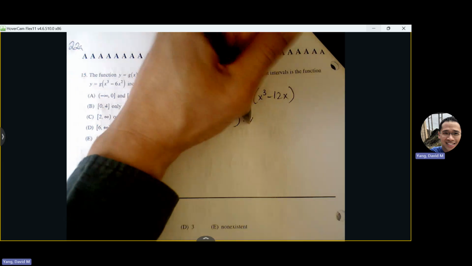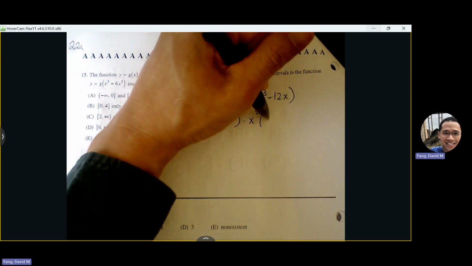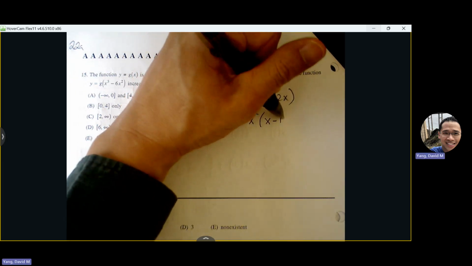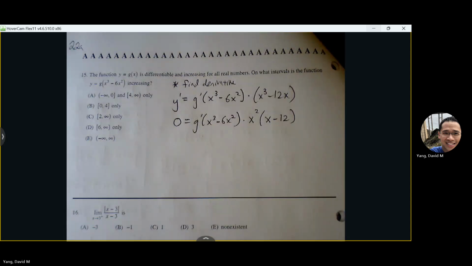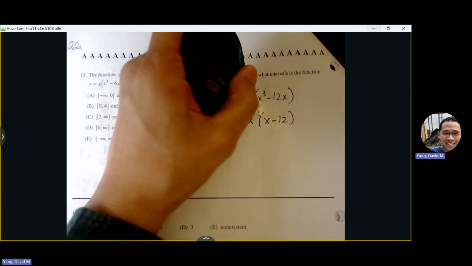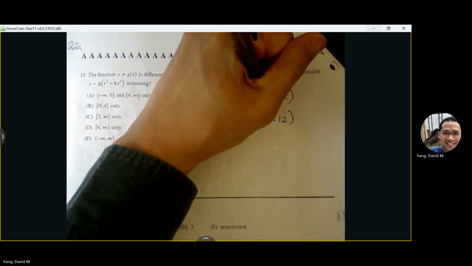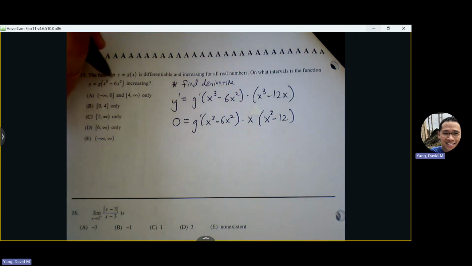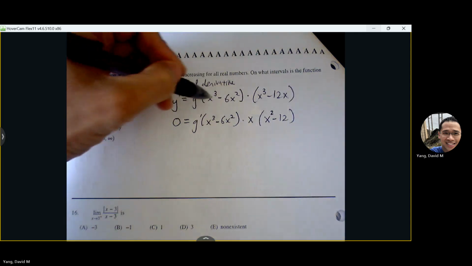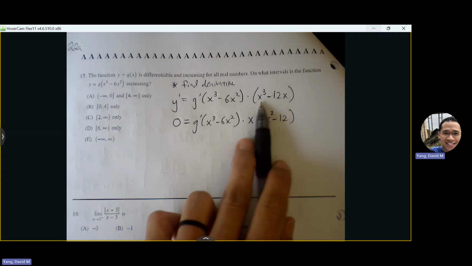So I can factor out an x squared. I'm left with x minus 12. So my critical points, factor out an x, and I get x squared minus 12. Is that right? My bad. I didn't finish taking the derivative here. So x cubed becomes 3x squared. Let me try again.